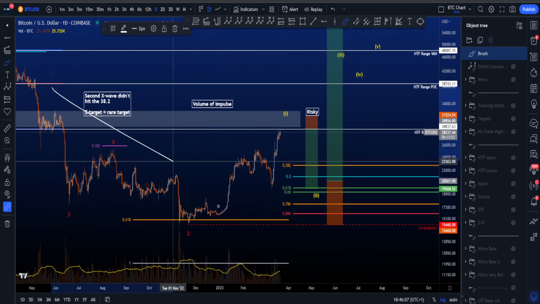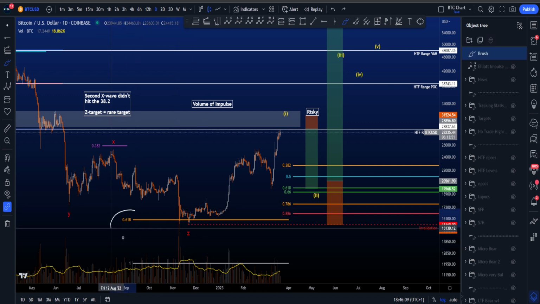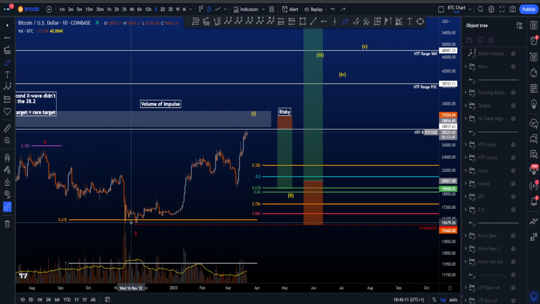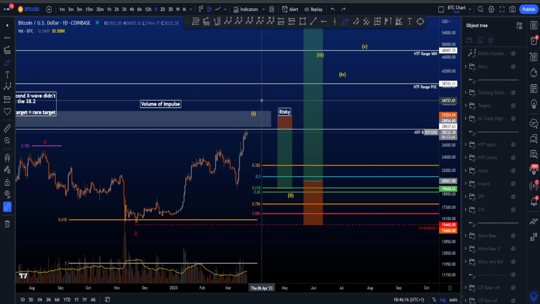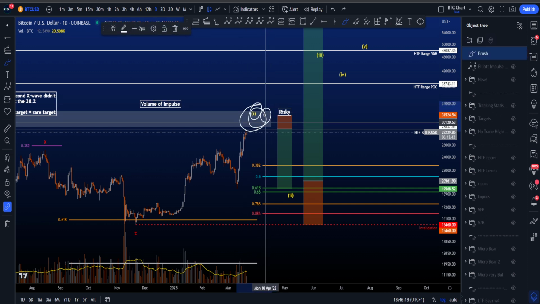So we have the end of the bull market over here, wave Z ending at its rare target of the 0.618, and now wave 1 is not finished. That is the very big difference between the very bullish and the bullish count: wave 1 is not yet finished.